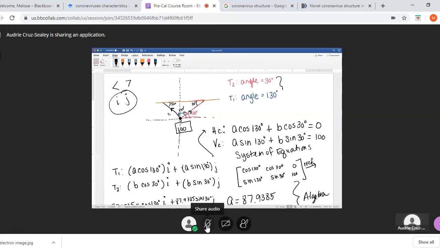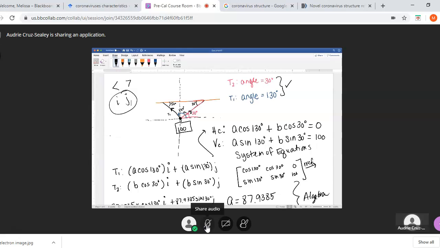Is everybody okay with how we came up with the angles? This is the shake head method, except I can't see your heads. So just make sure you're okay with how we came up with those angles. Everybody good on that? Thumbs up? Okay, cool.